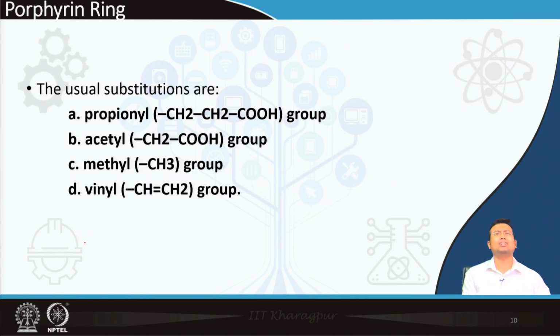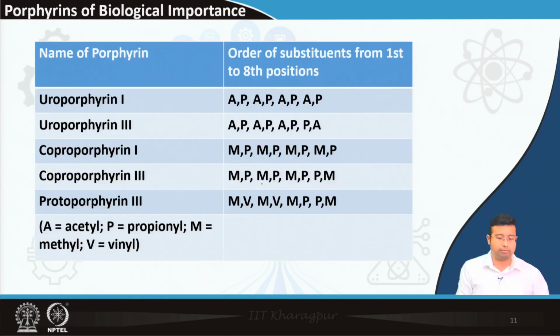Okay. So, what are the substituent groups? What groups can be placed in 1 to 8? Okay, these are the ones: propionyl, acetyl, methyl and vinyl. They are often abbreviated as P, A, M and V. We will see very soon, right. So, depending on the order of substitution from 1 to 8, this is the nomenclature, and there can again be multiple isomers or multiple forms of this porphyrin.